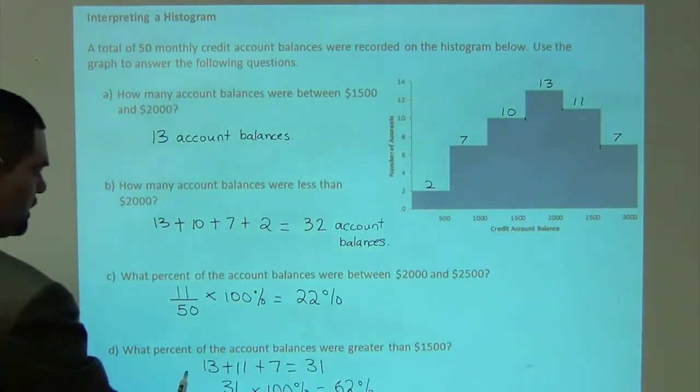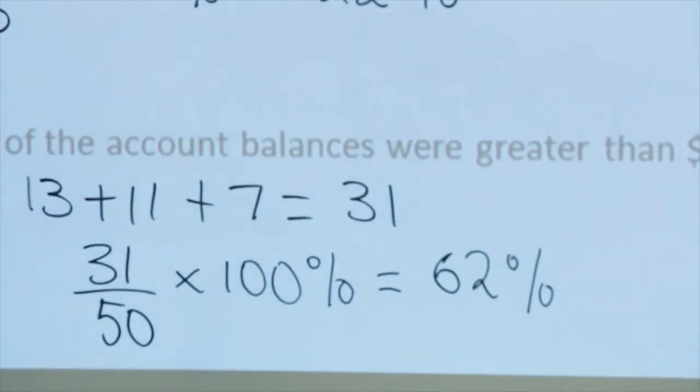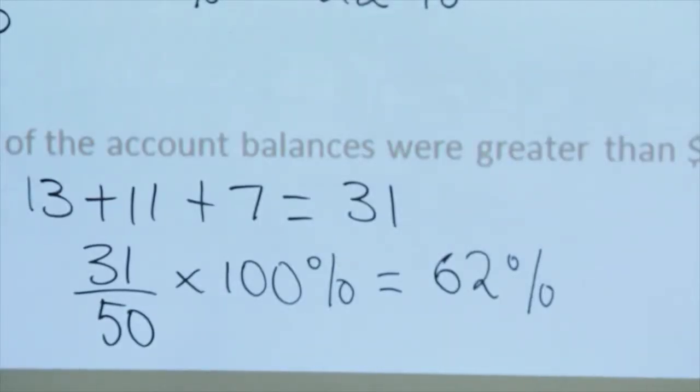So first, remember, you have to combine the account balances that are greater than 1,500, which is 13, 11, and 7. Add those up. Then we take the 31 divided by 50 times 100%, which gives you 62%.